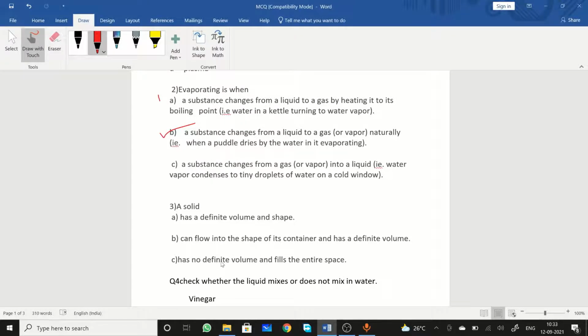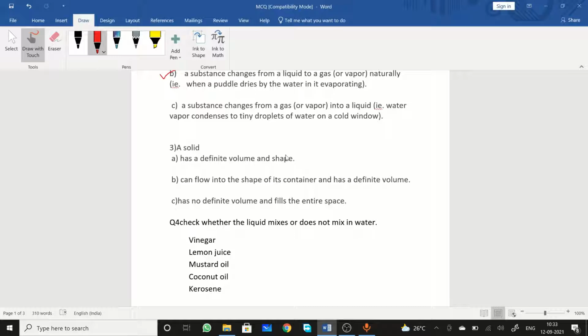A solid has a definite volume and shape, can flow into the shape of its container and has a definite volume, has no definite volume and fills the entire space. So your right answer is has a definite volume and a shape.